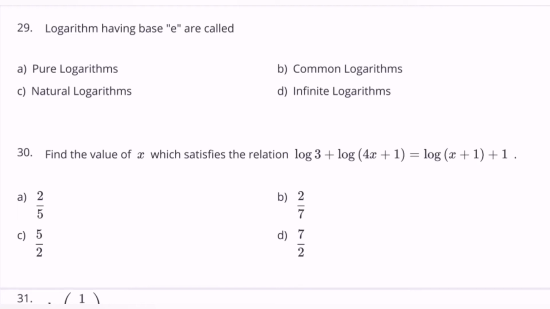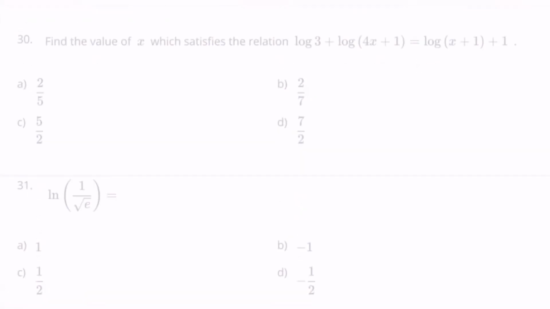Next, for question 29, logarithms having base e are called the natural log. Then for the common log, it is log base 10. So for this question 29, the answer would be C.